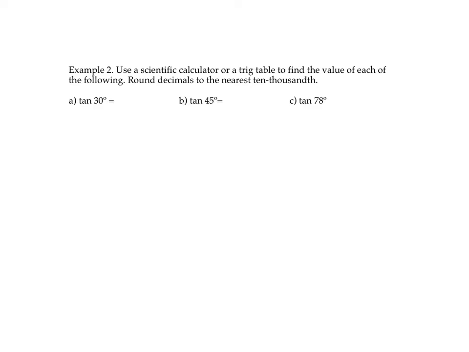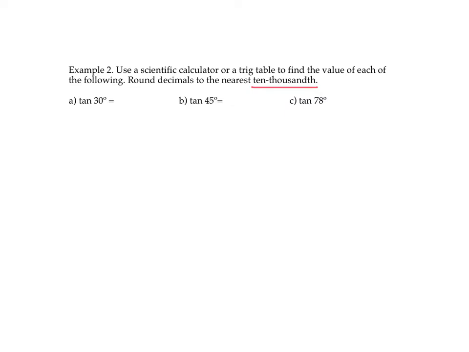Okay, so if you're in class, you're going to grab one of the blue scientific calculators or a graphing calculator, and all we're going to do is turn your calculator on, press the tangent key, it just says TAN, and then you're going to type in the number 30 and hit enter. And you'll see a bunch of decimals come up, and it says round decimals to the nearest 10,000th.